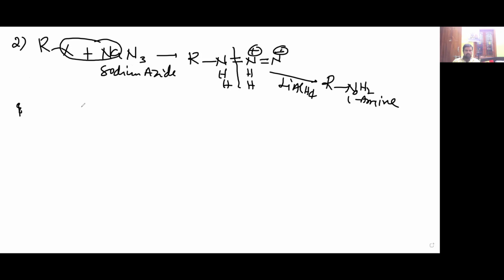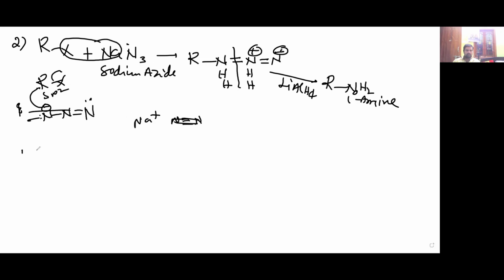Suppose you are taking NaN3. What is that NaN3? Na plus N3 minus. So like this, N3 minus is a nucleophile. This nucleophile is treated with RX. The nucleophile attacks from the backside. It is like an SN2 reaction. Then NaX is eliminated.